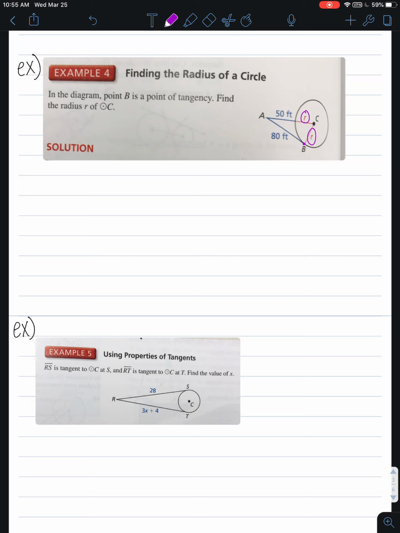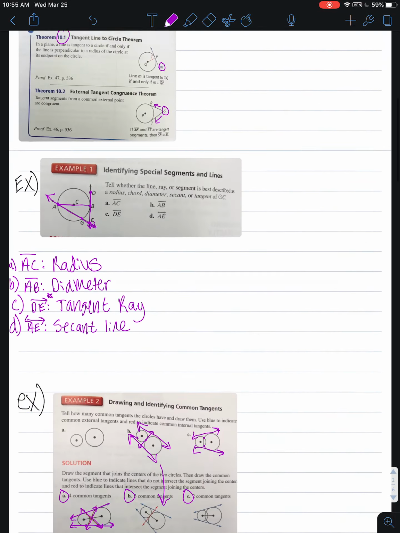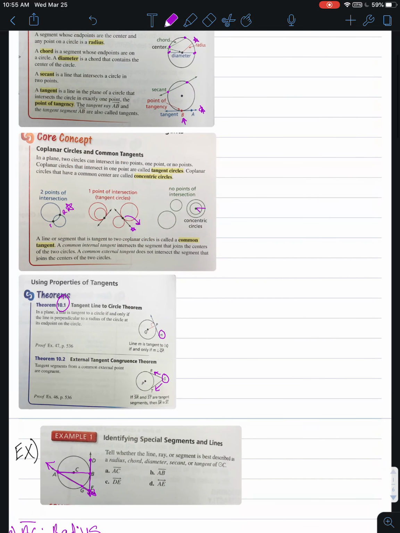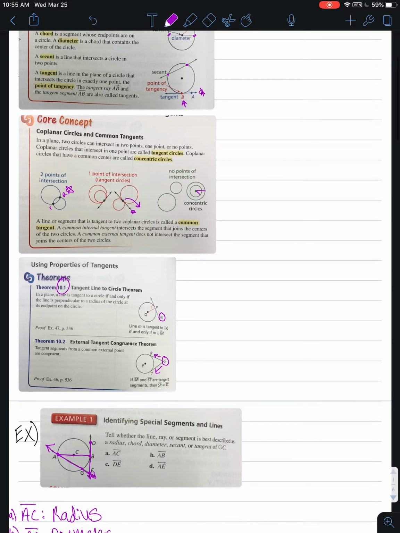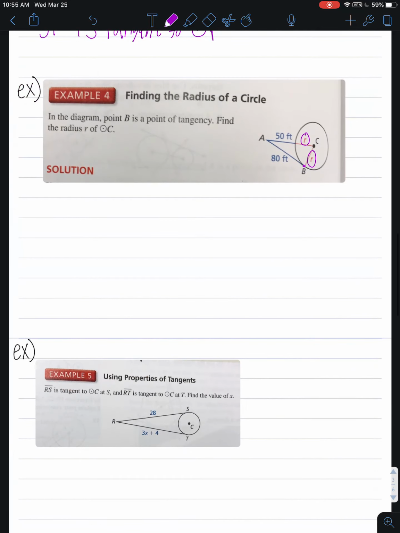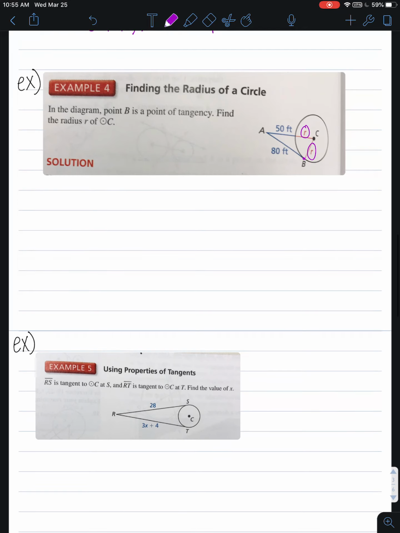Now again, it may be tempting to say, well, AC must be the same as AB because of the theorem that we talked about, 10.2, the external tangent congruence theorem. Well, SR must be congruent to ST, is what we talked about there. But we can't actually use that theorem because we don't know that this point right here is a point of tangency. And of course it wouldn't be, because AC goes through the circle, so that point it's hitting there couldn't be a point of tangency.